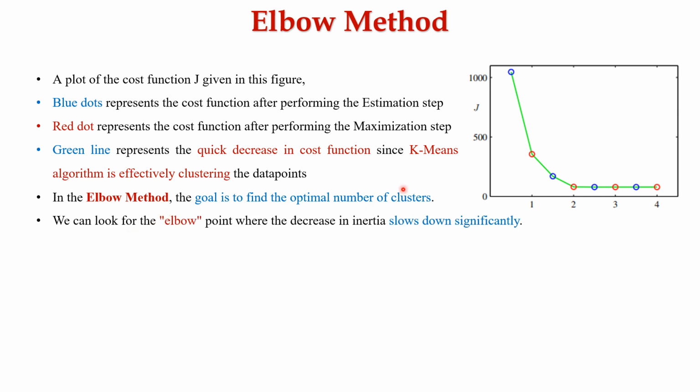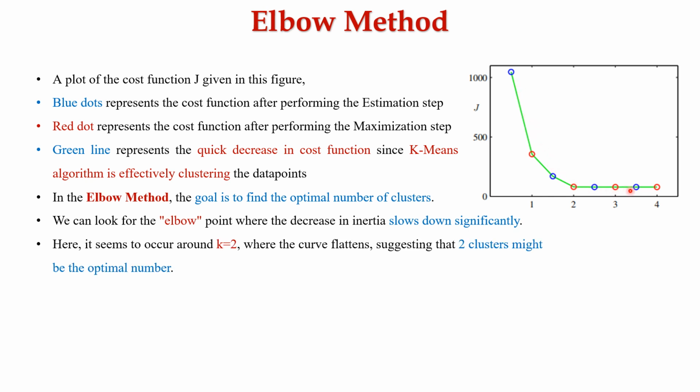We can look for the elbow point in this diagram where the decrease in inertia slows down significantly. Here it seems that around k equals 2 the graph flattens, suggesting that 2 clusters might be the optimal number for this example of data points.